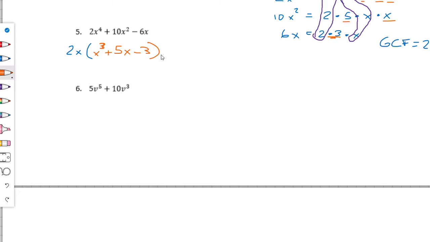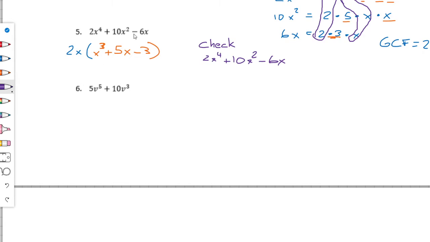And if we wanted to check that, we would just multiply again just to see. So this is going to be a check over here. A check would be just to multiply it back out one more time. So 2x times x cubed is going to be 2x to the fourth. 2x times positive 5x is going to be 10x squared. And 2x times negative 3 is going to be negative 6x.